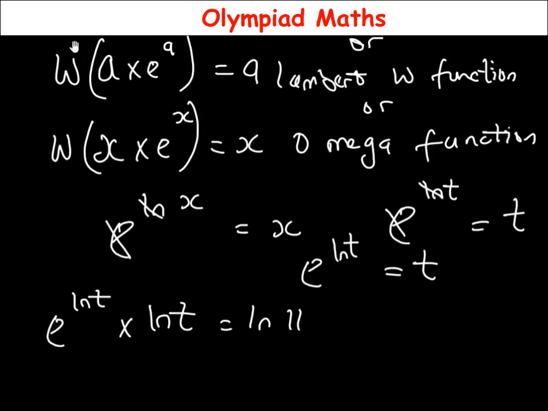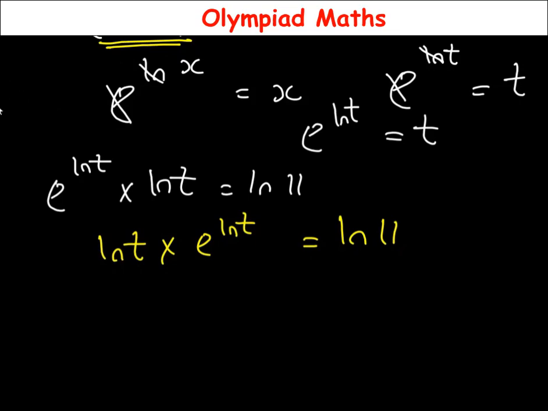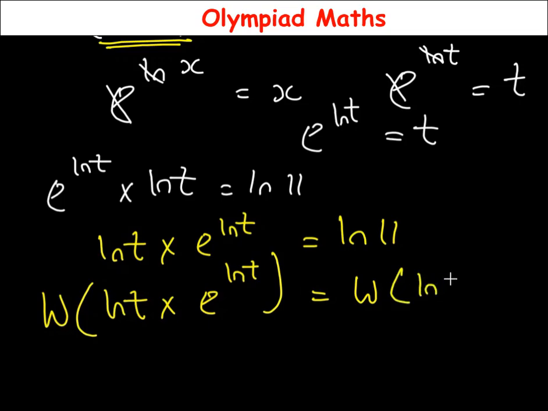Now, if you look at this expression closely, you see that e is in the second place. So we're going to move e to the second place, such that ln t comes first. So ln t times e to the power of ln t is equal to ln 11. Now with this, we have made this expression resemble this format. So at this junction, we can introduce the Lambert W function to both sides of the equation. So introducing W, W of ln t times e to the power of ln t is equal to W of ln 11.